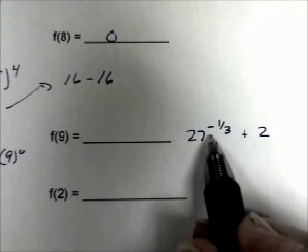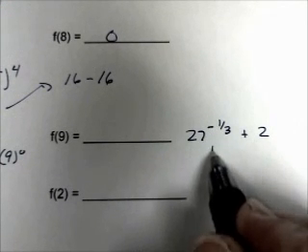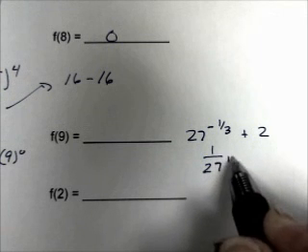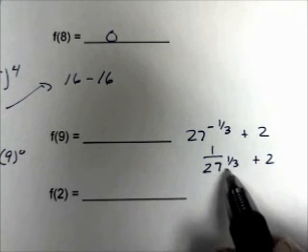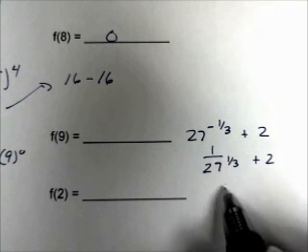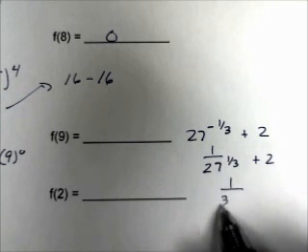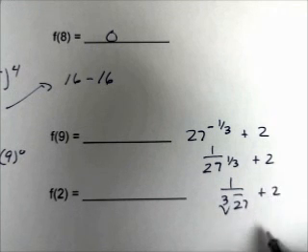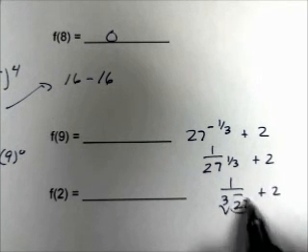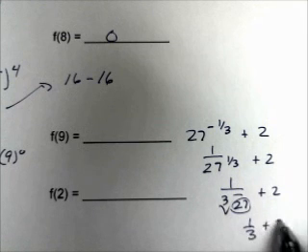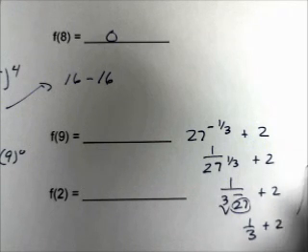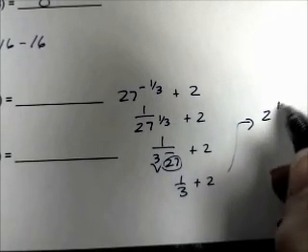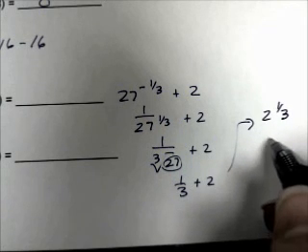Okay. Take care of the negative exponent. Write this as 1 over 27 raised to the positive 1/3. And this is the cube root of 27. This would be 1 over the cube root of 27 plus 2. So the cube root of 27 is 3. 1/3 plus 2 is 7/3. You can write it as 2 and 1/3, or this is 7/3.